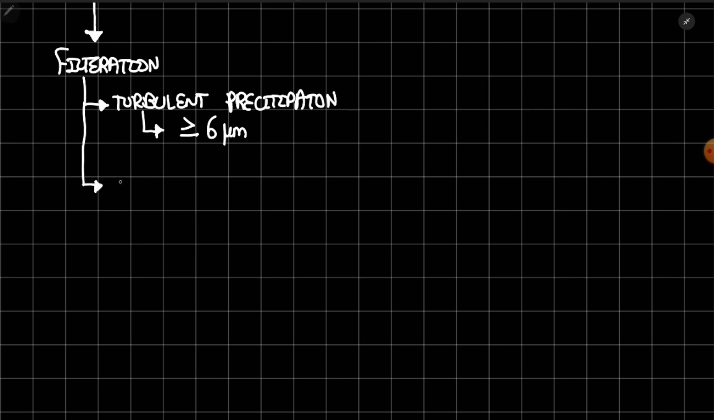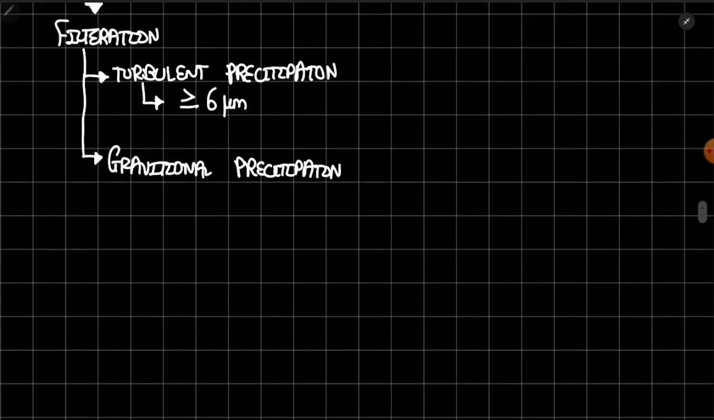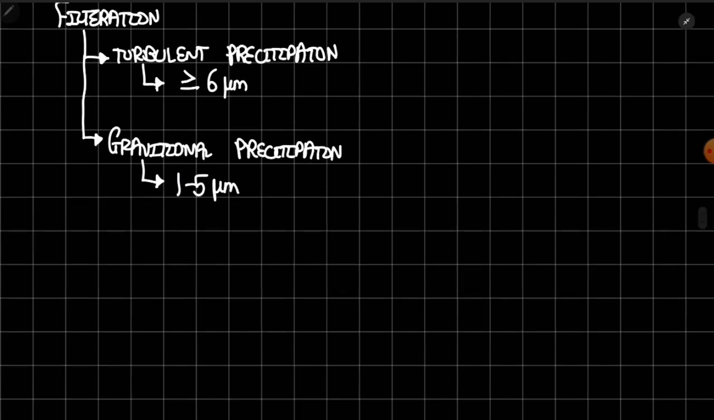Now, the second type is gravitational precipitation. What is gravitational precipitation? The word gravity has come, so it is related to gravity. The particles adhere to the terminal bronchiole and they settle down there. Adherence of this particle is gravitational, so it is gravitational precipitation, and the size of the particle should be between 1 to 5 micrometer.